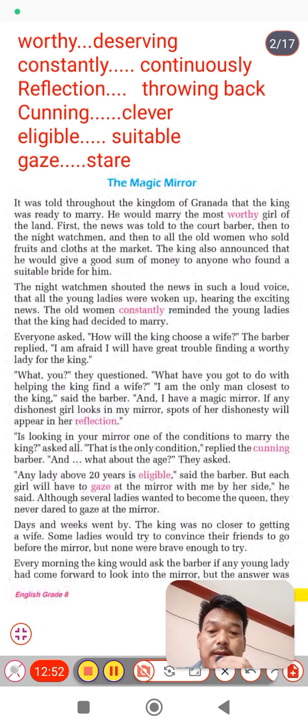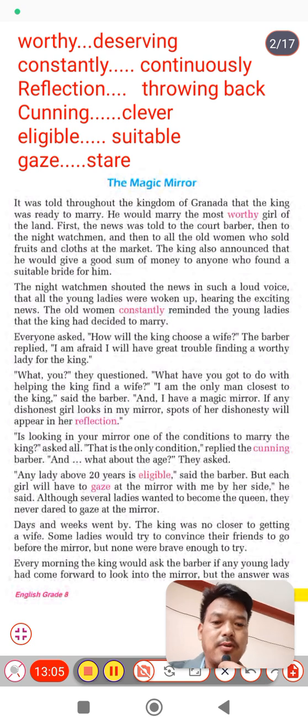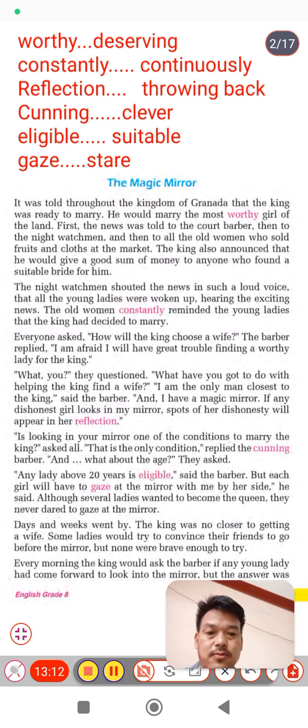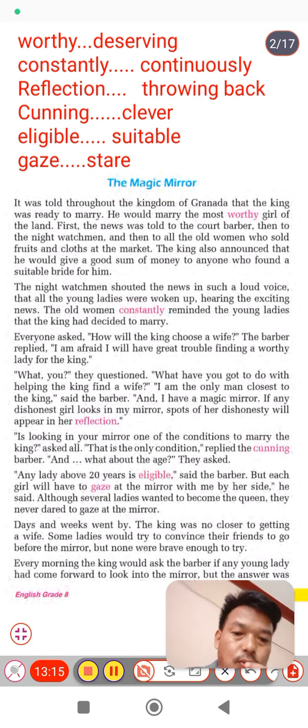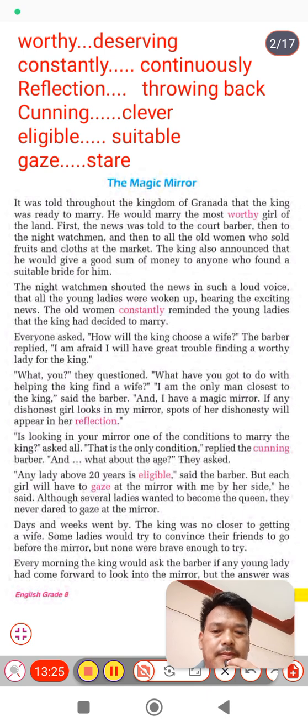But finally, what happened? Every morning, the king would ask the barber if any young lady had come forward to look in the mirror, and the answer was no. So the answer was no, students. It means the barber even was not successful in finding a bride. So this was a challenging job for him.